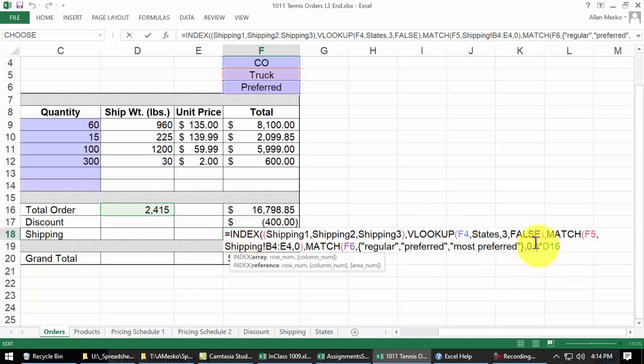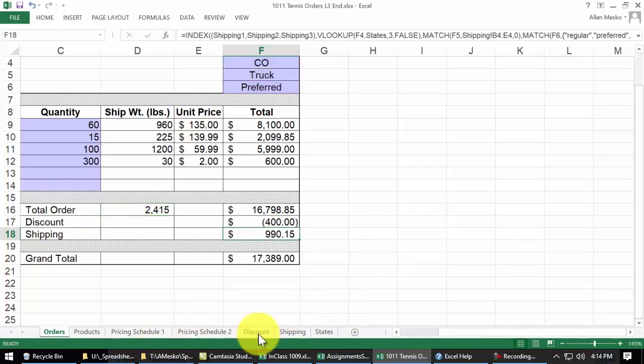And once we get done with that, we're going to multiply it times D16, the total weight of our order, and that's going to tell us how much the shipping is. So all this formula has to do with where do we go to look up how much they're paying per pound. Well, first of all, there are 3 different places they could go, right? Shipping 1, shipping 2, shipping 3.